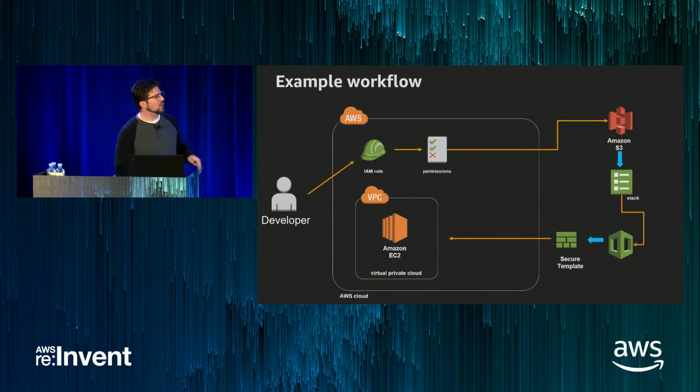So an example workflow. In this case, very similar to the prior example, we've got a developer that's going to be assuming an IAM role that gives an explicit set of permissions. And what they're doing here is basically executing a call to S3 where a CloudFormation template would be stored. That stack would run through the secure template that was blessed and authorized by your security operations team. And that now starts creating resources like a complete virtual private cloud, EC2 resources, network routing rules, security groups.